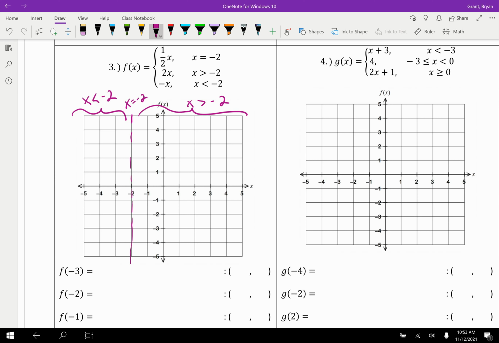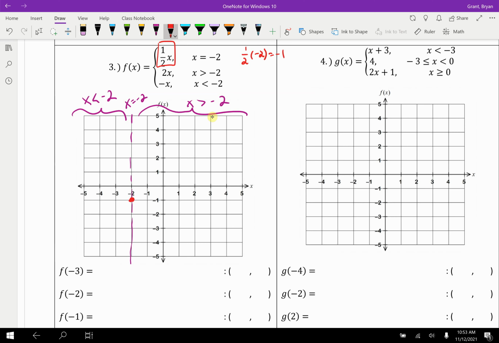Let's go a bit at a time. The first thing I'm going to do is the top equation in red, 1/2 x. And it says we use this when x is less than or equal to negative 2. So let's see what happens if we substitute in negative 2. Half of negative 2 is negative 1. So when I substituted in negative 2, I got negative 1. X is equal here, so we put a point.